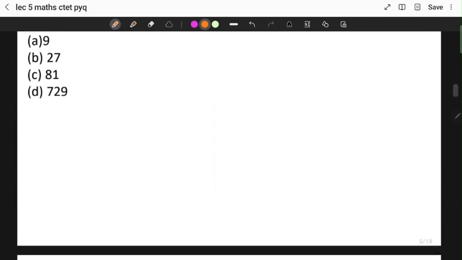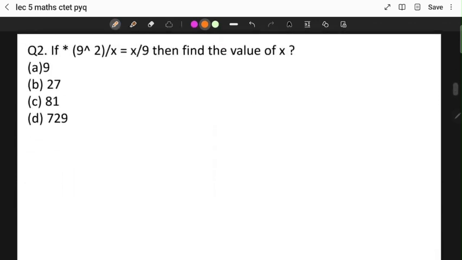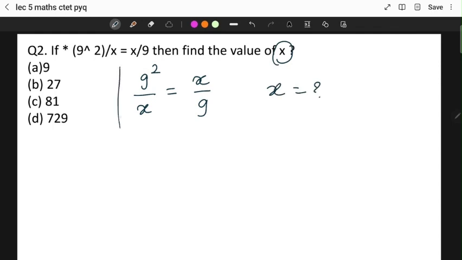Moving on to the next question. The question is: if 9 raised to 2 upon x is equal to x upon 9, then find the value of x. Look here carefully. You might be getting confused over here. The question is 9 square upon x is equal to x by 9 and we have to find the value of x. This is the given data.